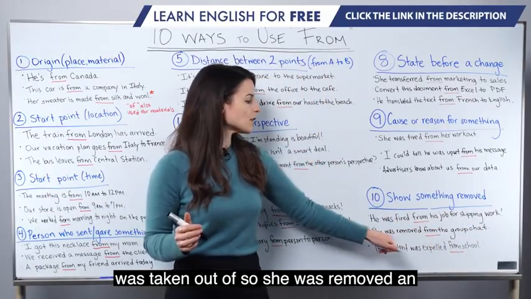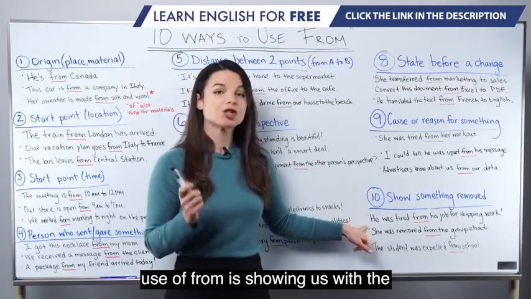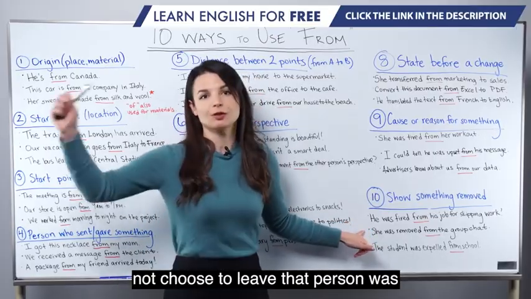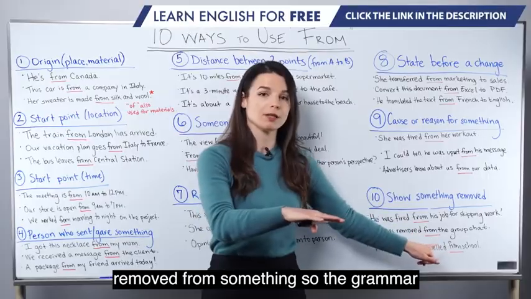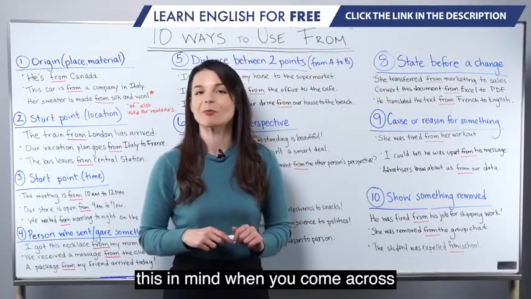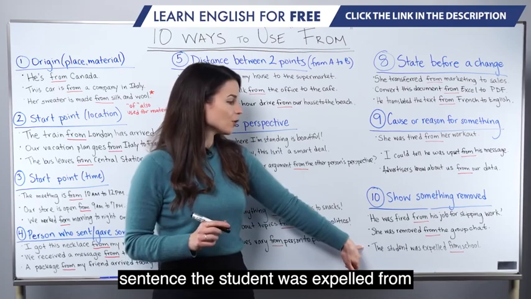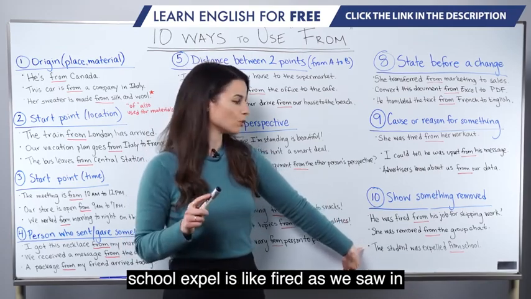So she was removed. An important thing to note with this use of from is showing us with the grammar of the sentence, this person did not choose to leave. That person was removed from something. So the grammar shows us it was not their choice. So keep this in mind when you come across sentences like these. Okay, last example sentence. The student was expelled from school.